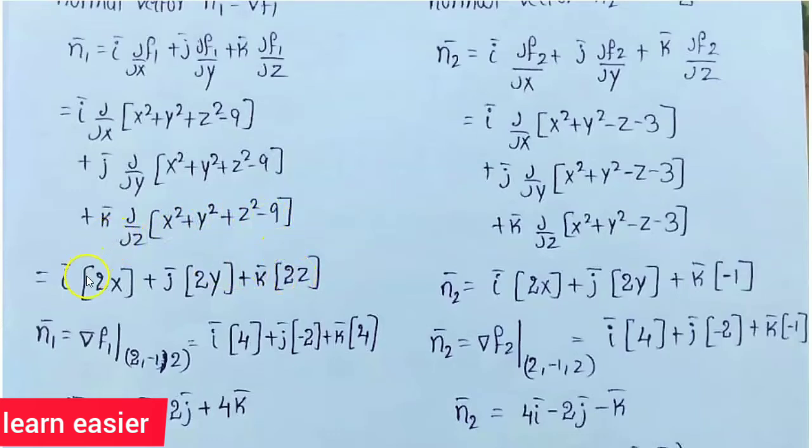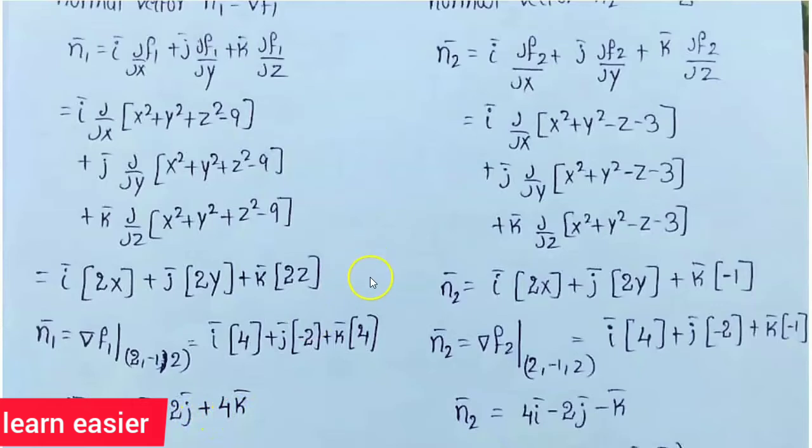So after differentiating we get n1 bar is i bar into 2x plus j bar into 2y plus k bar into 2z. So we have found n1 bar. Now we take the point 2 comma minus 1 comma 2. After substituting x as 2, we get 2 into 2, 4, and y as minus 1, so we get minus 2, and here 2 into z as 2, so 2 2's 4. So finally we got n1 bar equal to 4i bar minus 2j bar plus 4k bar.